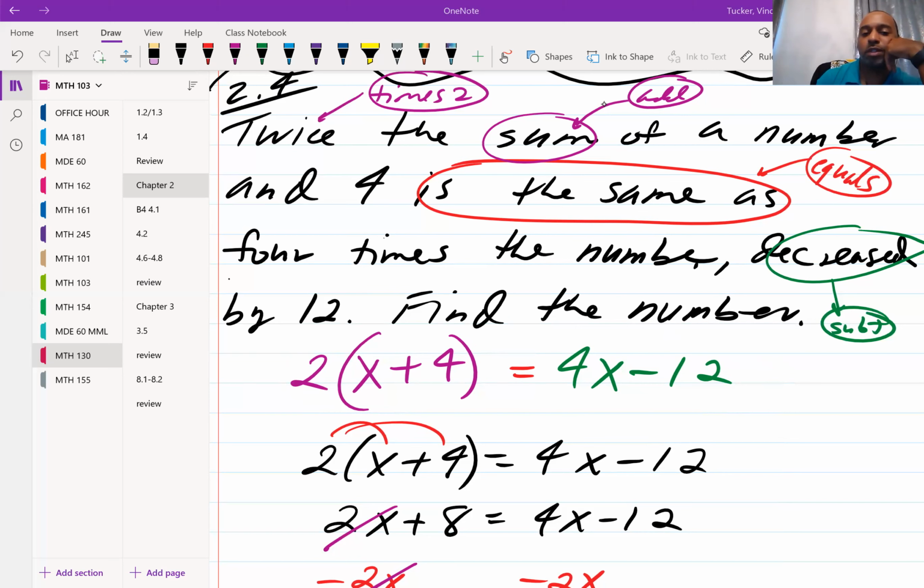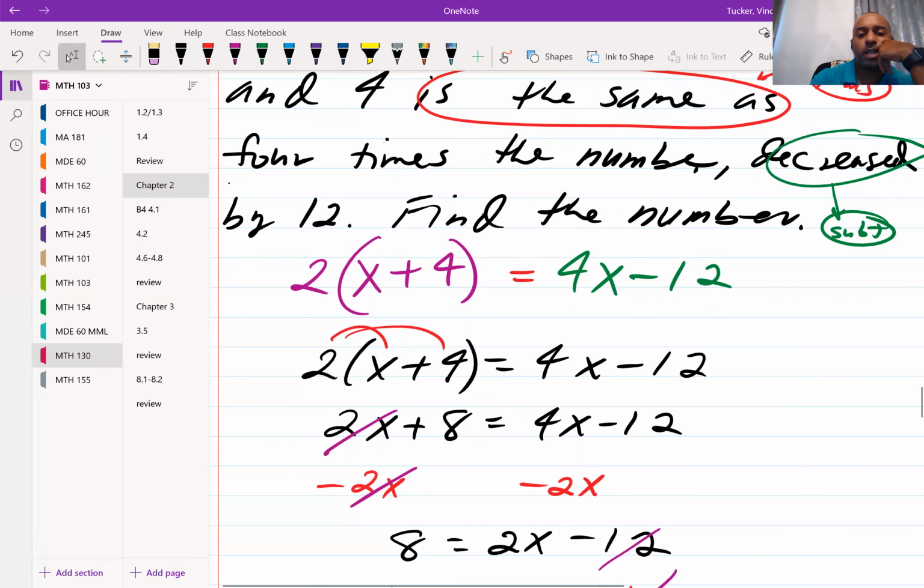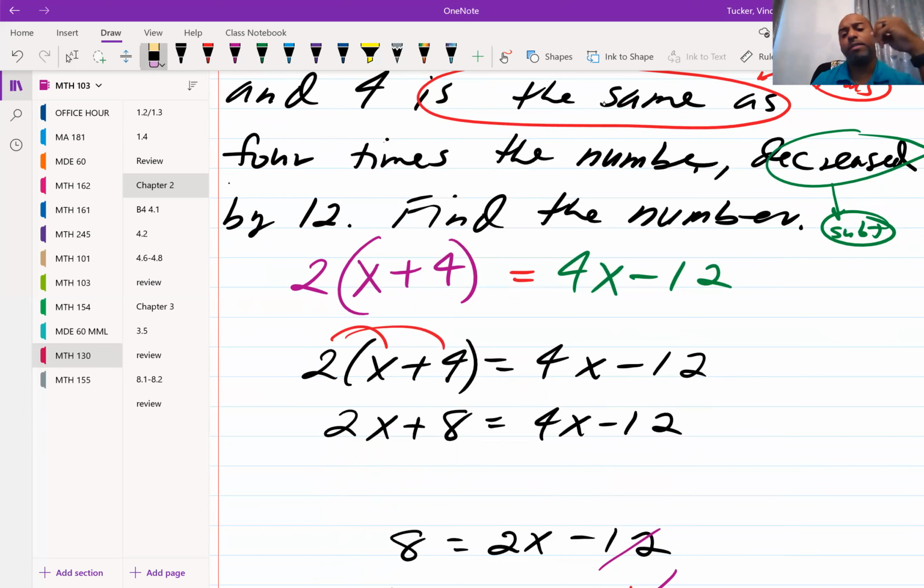So if they gave you specific directions, make sure you hold true to the directions. All right, so from there, we can distribute the 2. That'll be 2x plus 8 equal to 4x minus 12.